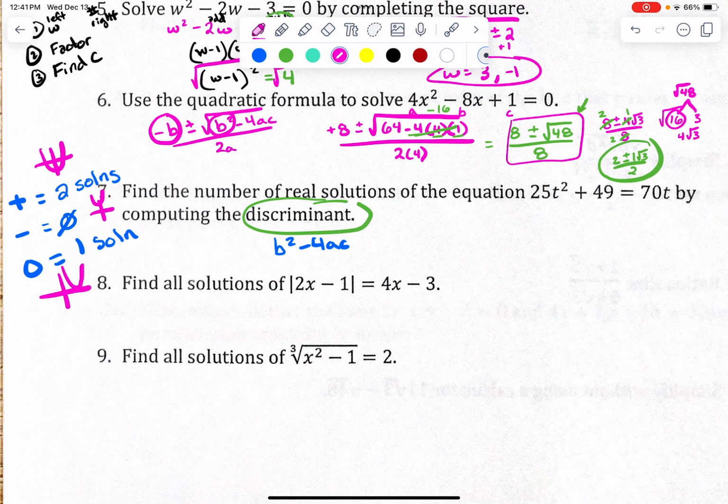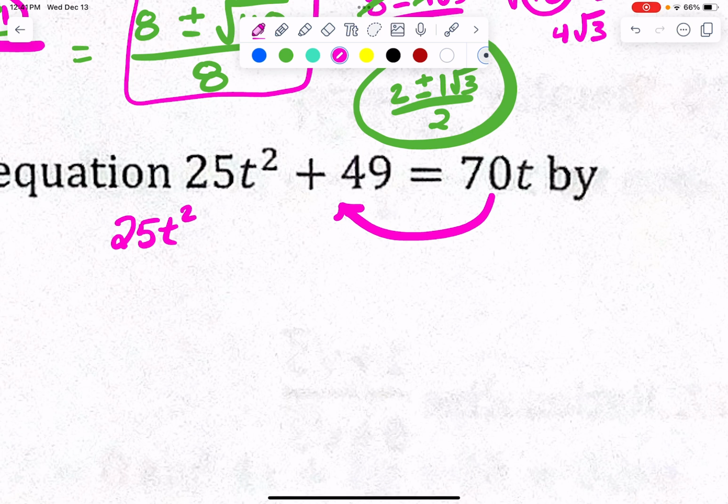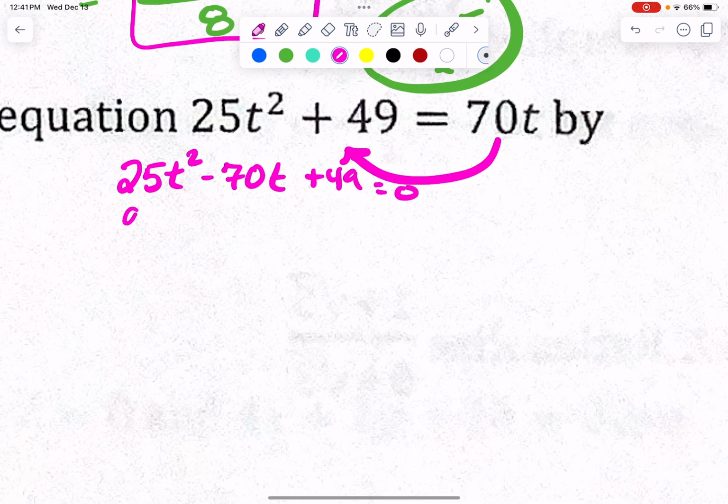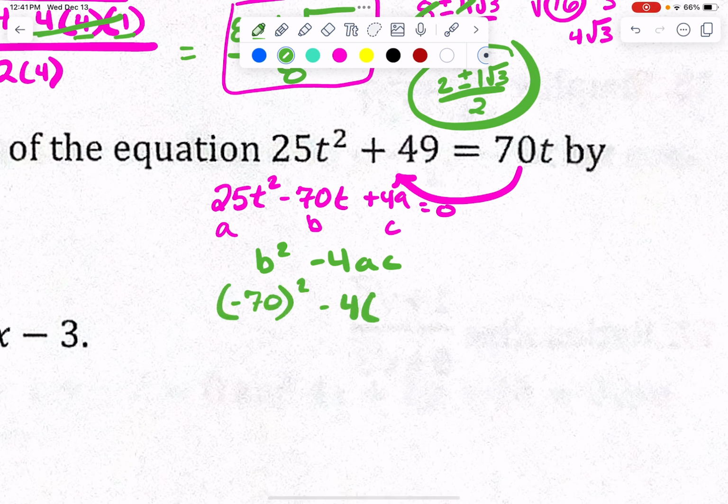So number 7, they want us to compute the discriminant and then tell me how many solutions there are. Don't actually have to do the whole quadratic formula, but that's what we're doing, okay? First things first, this needs to be on this side. So I have 25t squared minus 70t plus 49 equals 0. Okay, I put the 70 in the middle so that I know a, b, c. B has a negative with the 70, okay? So I'm going to do b squared minus 4ac. B squared is negative 70 squared minus 4 times 25 times 49.